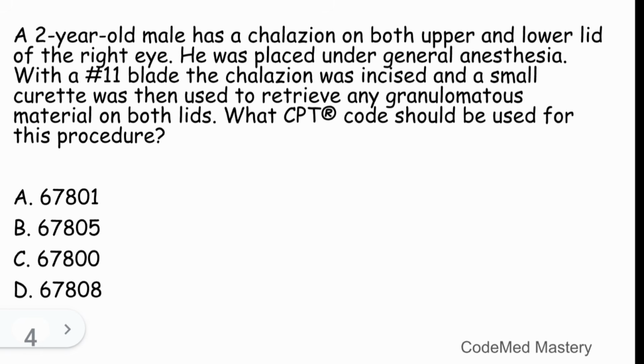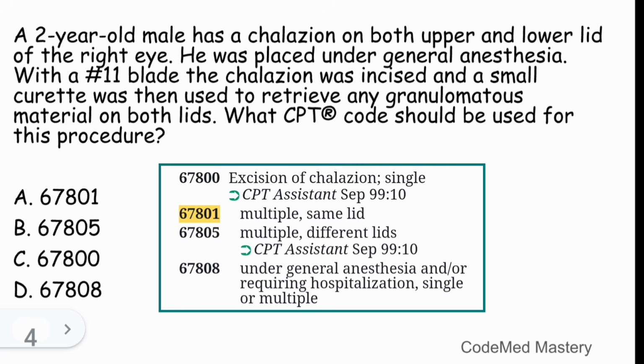This is the last question. Let us check the options first. Check option A, 67801. 67801 is for excision of chalazion multiple same lid, and option B, 67805 is for excision of chalazion multiple different lids, and option C, 67800 is for excision of chalazion single. And option D, 67808 is for excision of chalazion under general anesthesia or requiring hospitalization, single or multiple.